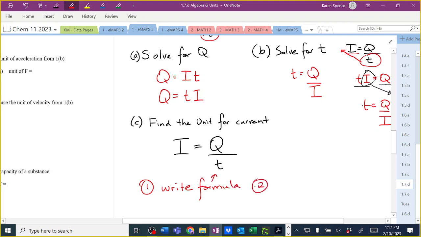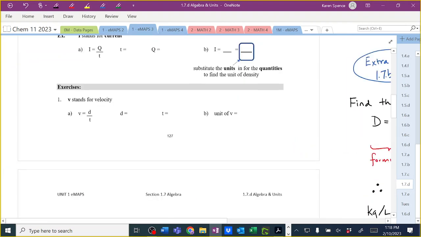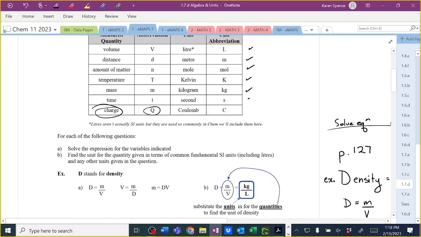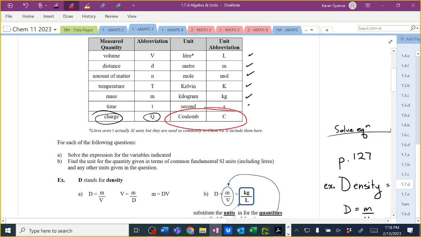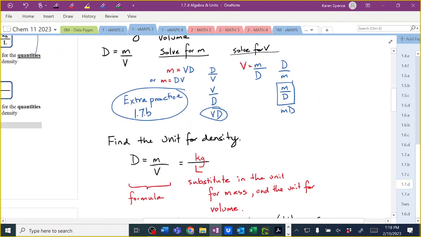And then the second thing we're going to do is substitute the units for the quantities. So in place of Q, which stands for charge, we're going to go find the unit for charge. And if we've forgotten, the unit for charge is the Coulomb, C. So let's go plug that in.